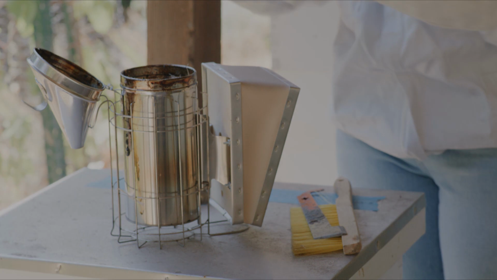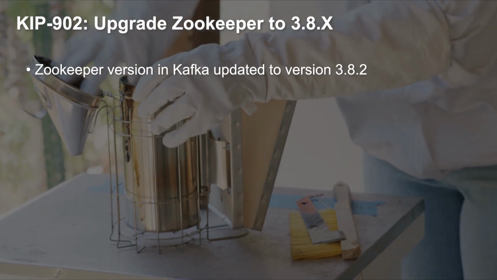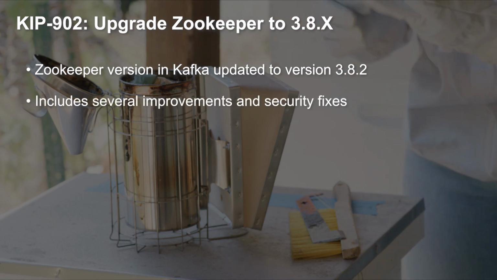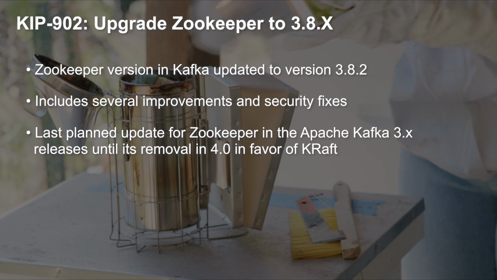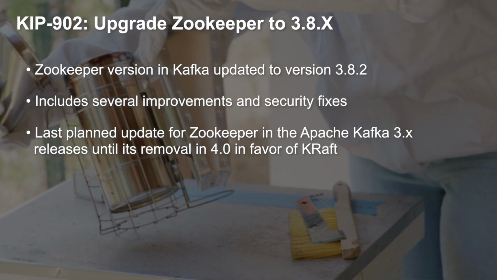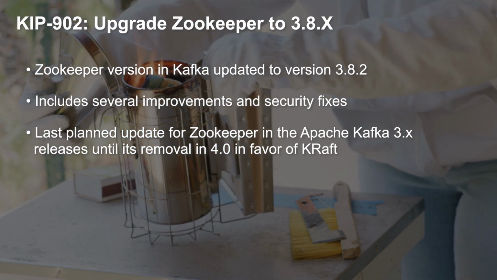Another quick update comes with KIP 902, upgrading the ZooKeeper version that's bundled with Kafka to ZooKeeper 3.8.2. This upgrade includes a number of ZooKeeper improvements and security fixes. And if you've been following the latest updates closely, you would know that ZooKeeper will be removed from Kafka in version 4.0 in favor of KRaft.